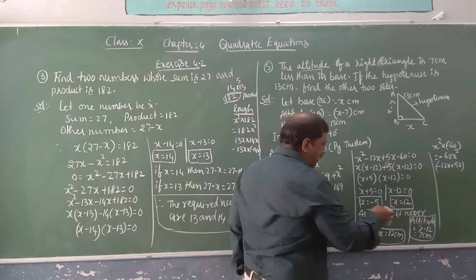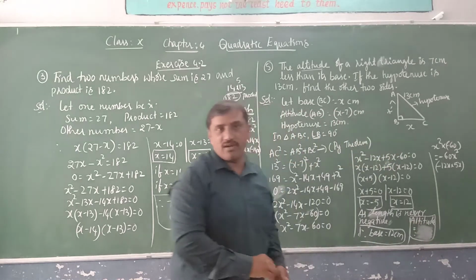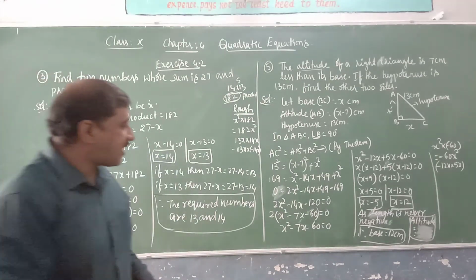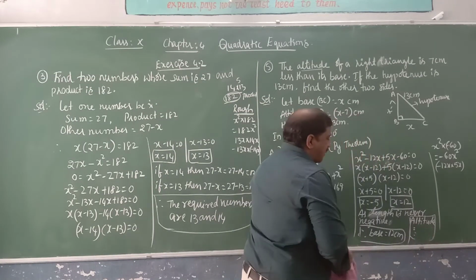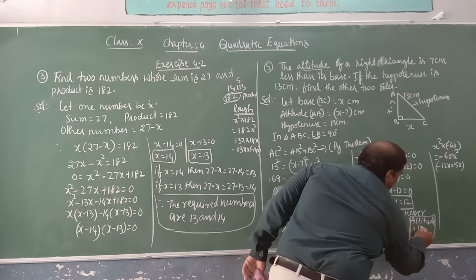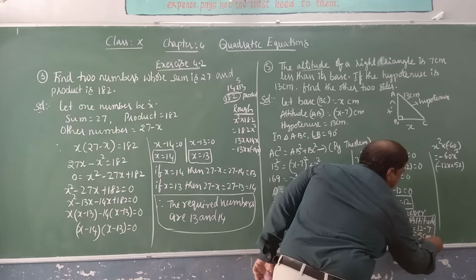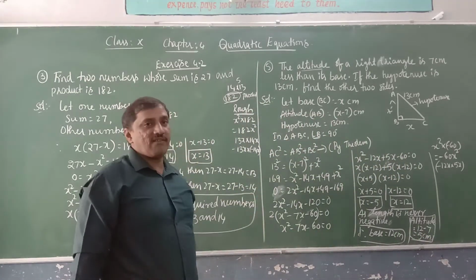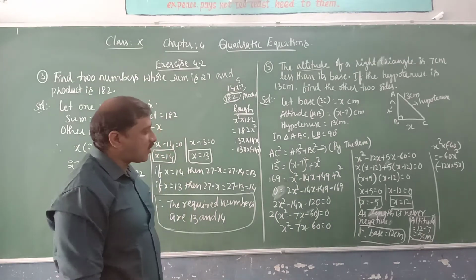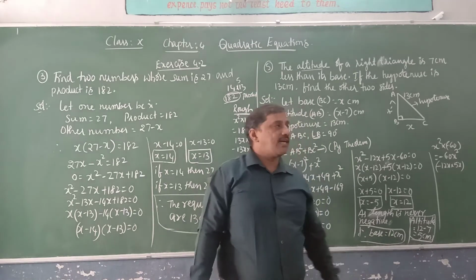Sorry, here it is altitude is equal to x minus 12. X is equal to what? 12 we got. X is equal to 12. 12 minus 7, that is equal to 5. 5 centimeters is the altitude of the given right angle triangle. Altitude of the right angle triangle is 5 centimeters and base is 12 centimeters.